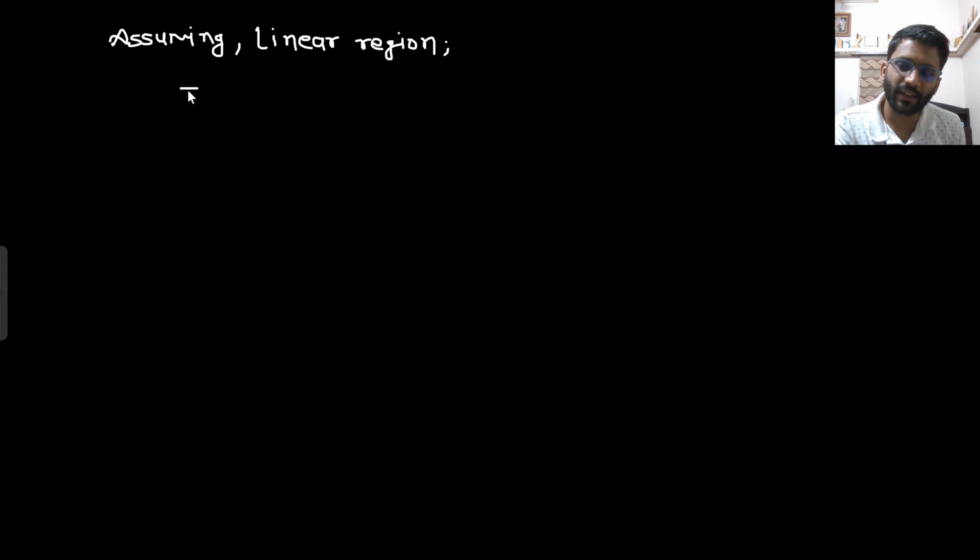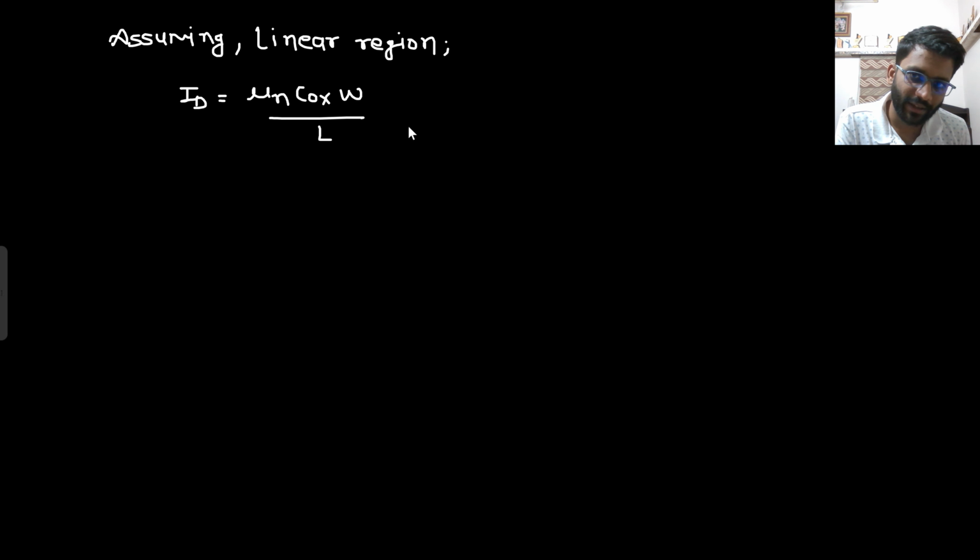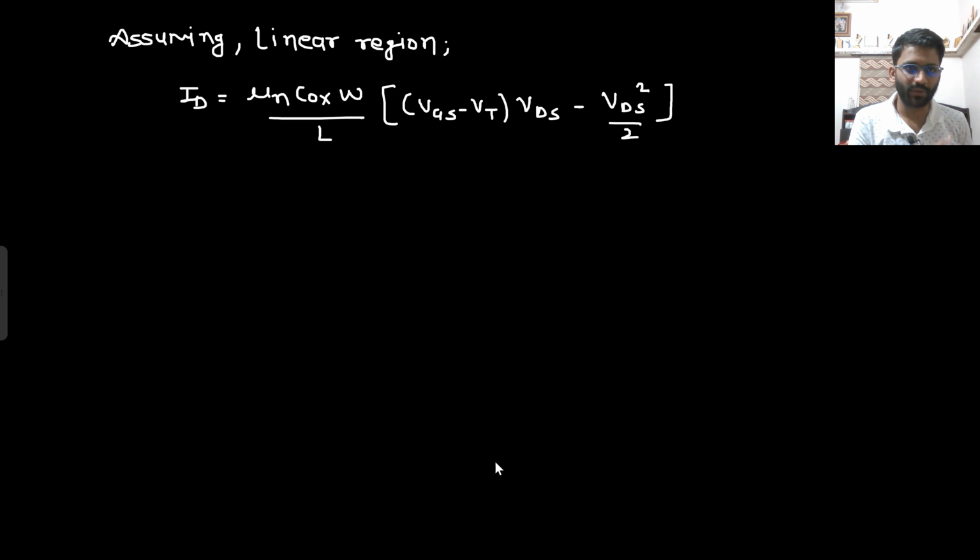Okay, so what is the equation in linear region? Do you remember what the equation is? Mu n Cox W by L, into VGS minus VT into VDS minus VDS square by 2. This is the equation, right? You should be able to remember. Slowly you will remember if you don't remember.